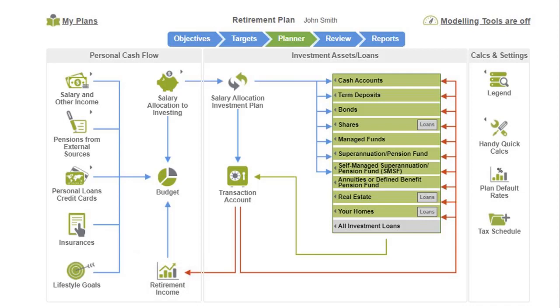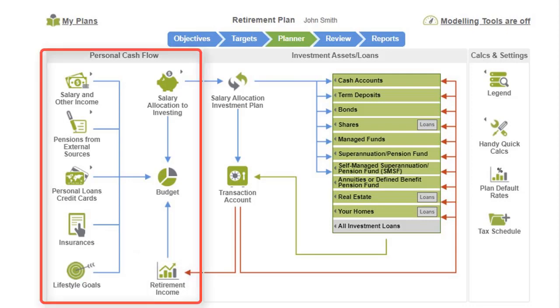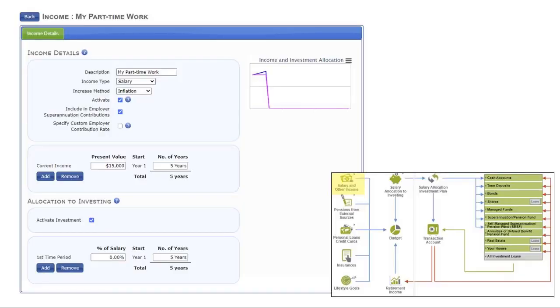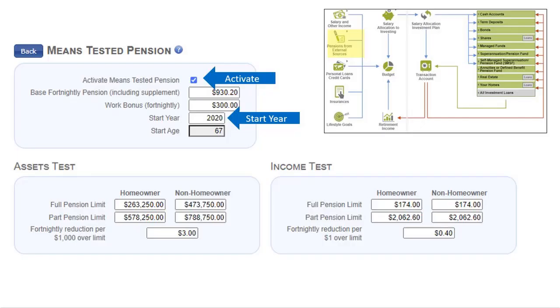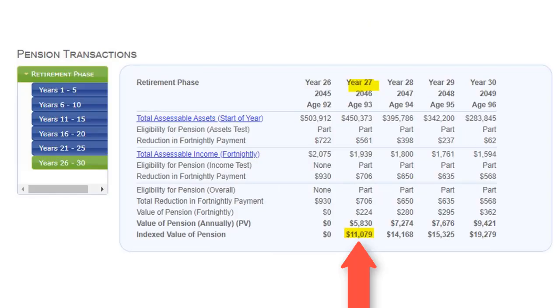So let us start with the personal cash flow side of the planner page. Your salary was already completed in the starting position. Note you are not allocating any of this money earned in the first 5 years to save. One thing you may want to do is activate the means-tested pension. If you do this, then it will calculate if you are entitled to the age pension.